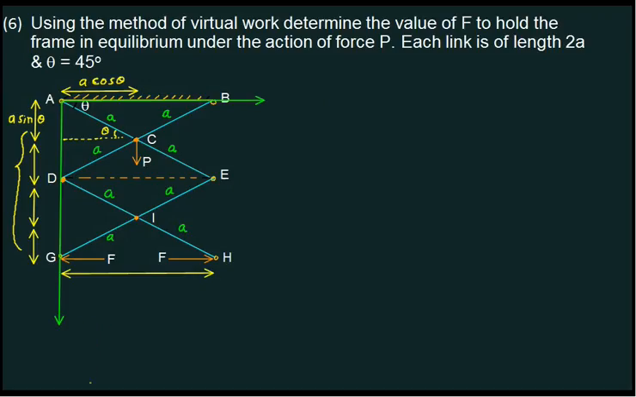And what is this distance? This distance is A cos theta. So this also equals A cos theta. This one is A cos theta. A cos theta plus A cos theta equals 2A cos theta.